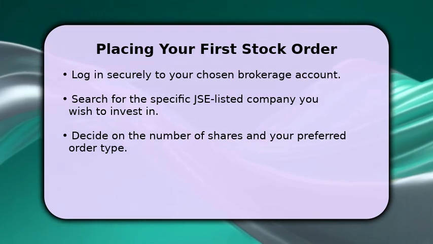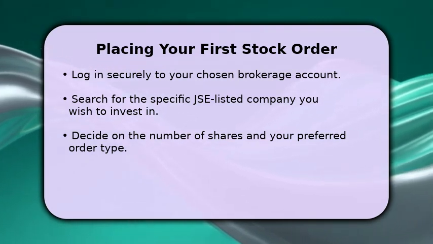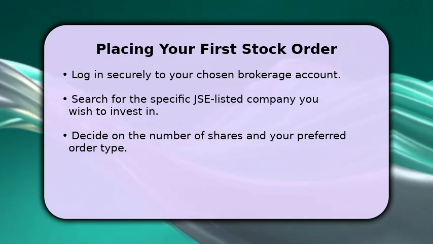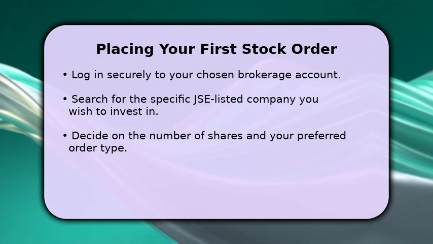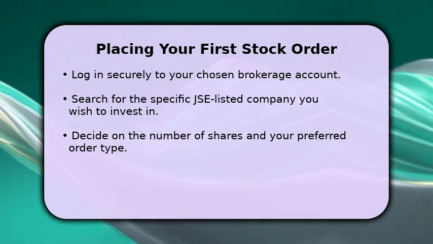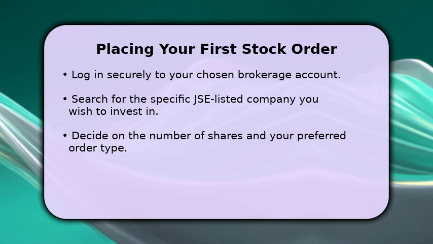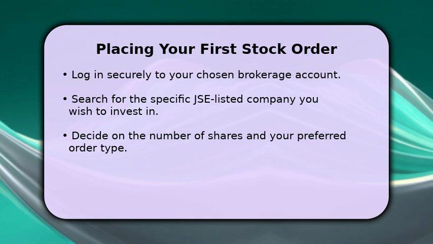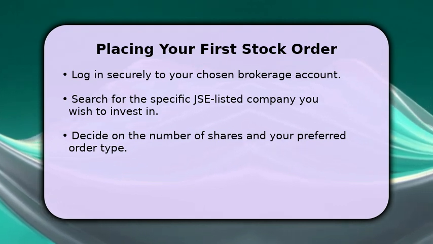Now for the exciting part. Placing your first stock order. Log into your brokerage account and search for the JSE-listed company you're interested in, perhaps a well-known one like Naspers or Capitec. Decide how many shares you want to buy and choose your order type, such as a market order for immediate execution or a limit order to specify a maximum price. Always double-check all the details before confirming your trade.